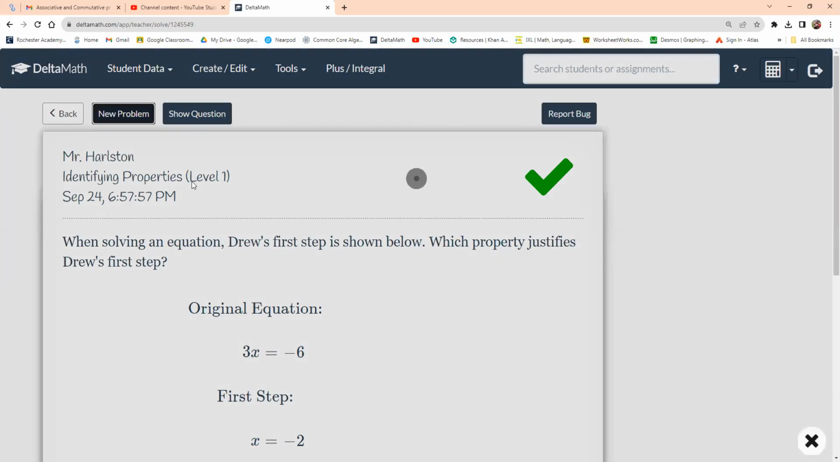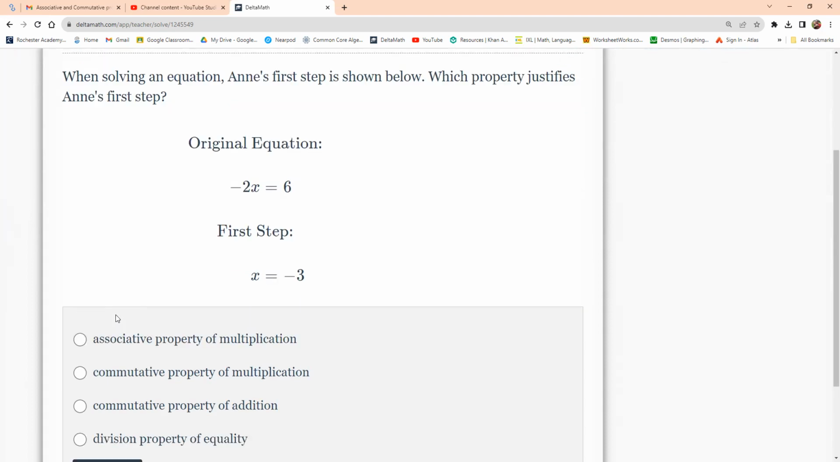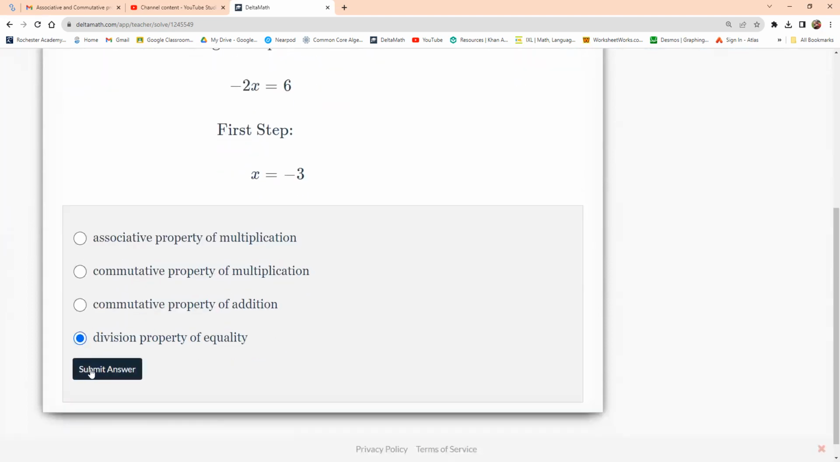Let's try one more. All right. This one is same thing. We're dividing both sides by negative 2, so it's the division property of equality. That's a simple one.